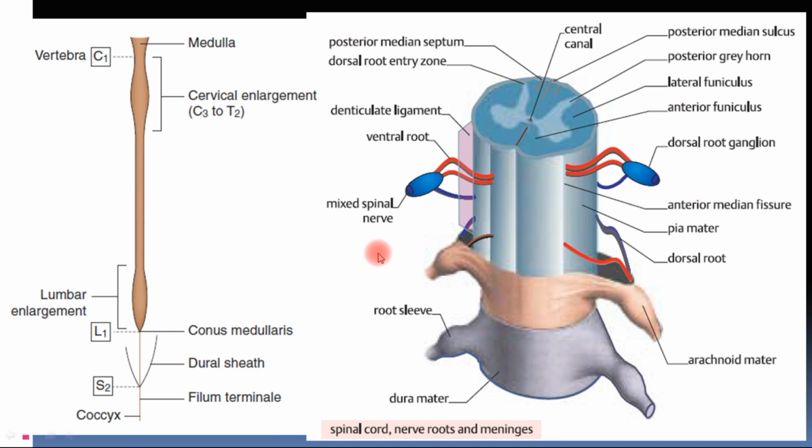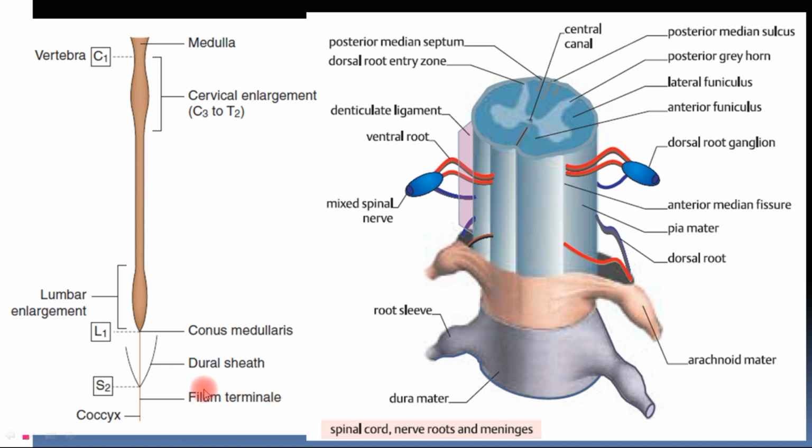So let us start with the gross anatomy. The spinal cord is an extension of the brain into the vertebral column. It starts from the upper margin of the C1 vertebra, descends, and ends at the lower margin of the L1 vertebra, where it is called the conus medullaris. Beyond that, there is a filamentous or fibrous sheath which carries the neurons. That is called the filum terminale.